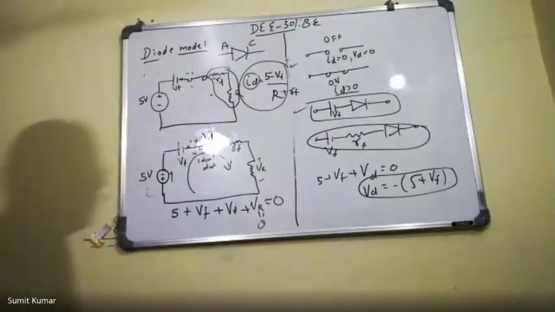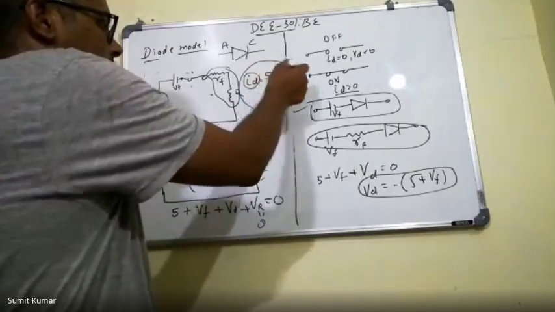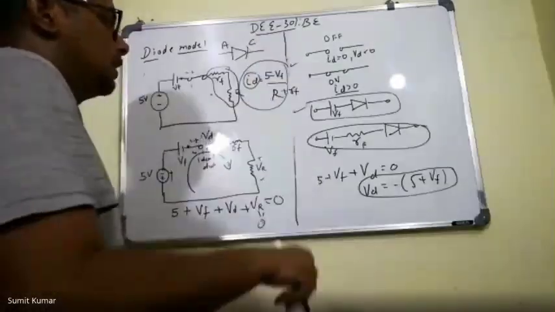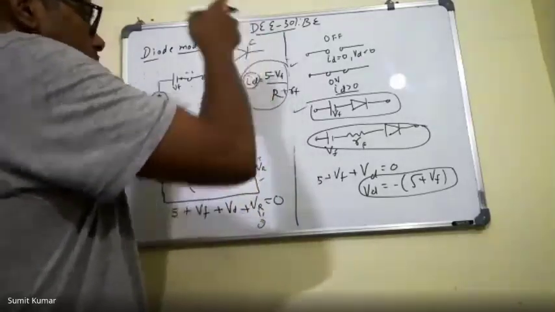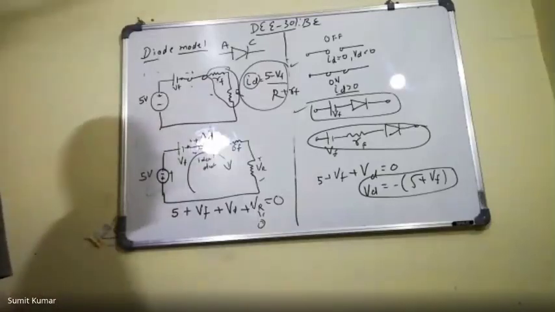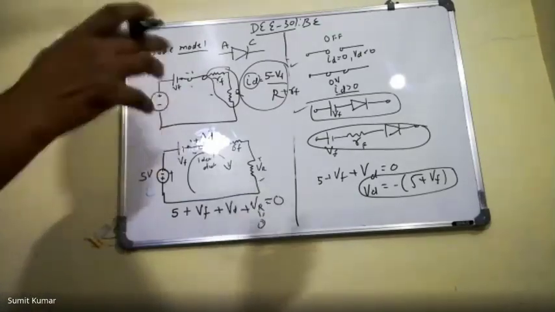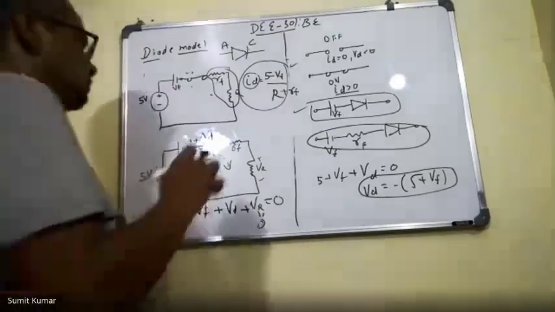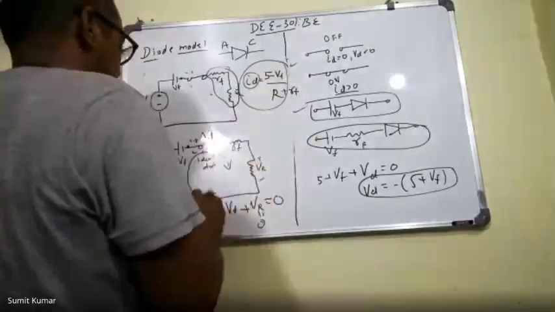This ID will decrease more because already in the previous expression the numerator, 5 minus VF, was decreased, and here in this expression the numerator is already decreased, but the denominator is increased. So if the numerator is decreased and the denominator is increased, then definitely the value of the fraction will decrease. So just by simple mathematics, you can calculate. This is just by the KVL, okay?